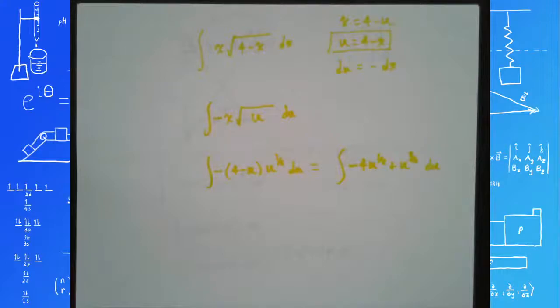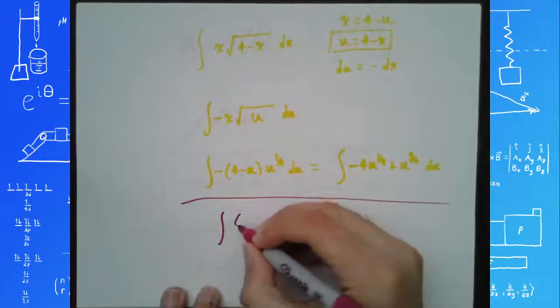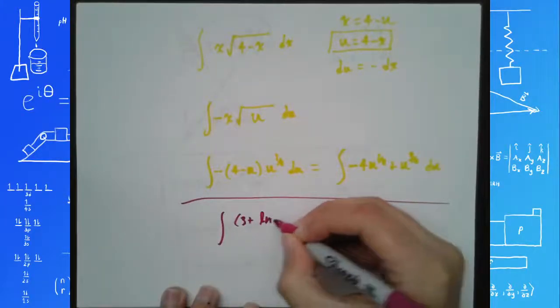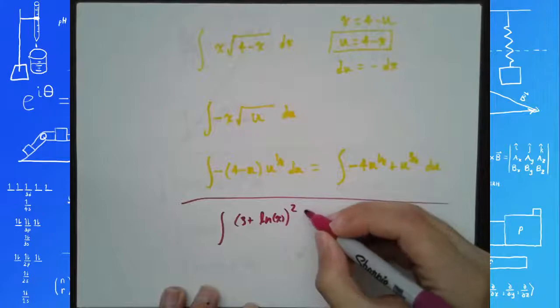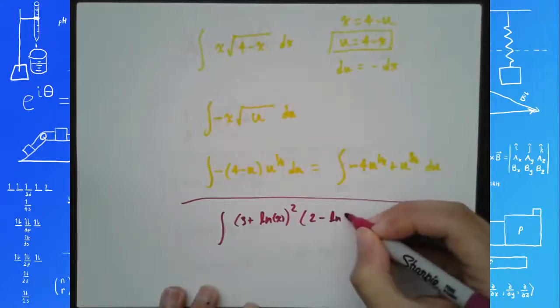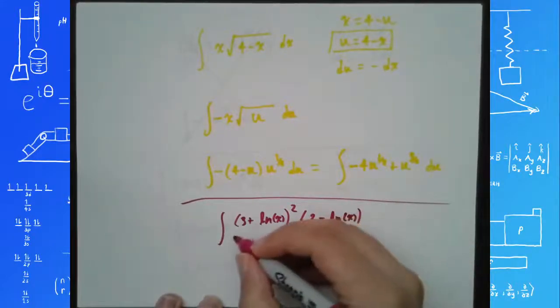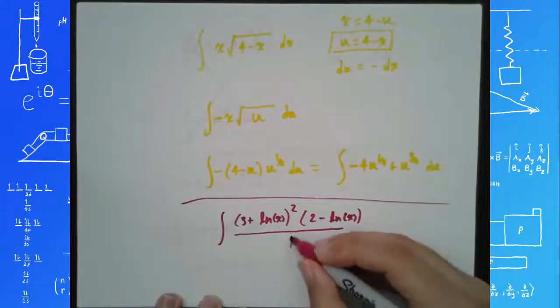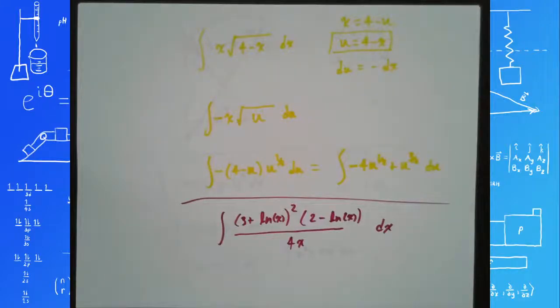Oh, this one looks intimidating, which of course means we should do it. So we've got the integral of 3 plus natural log of x squared times 2 minus natural log of x over 4x dx. Oh my. What should we choose for u?